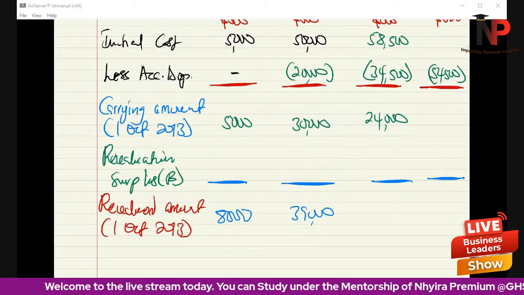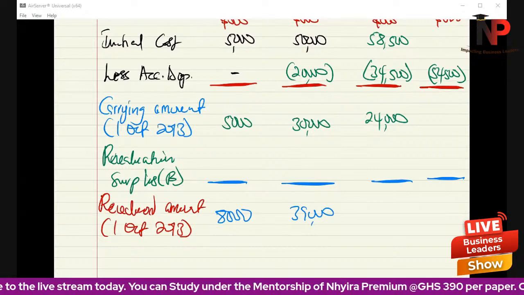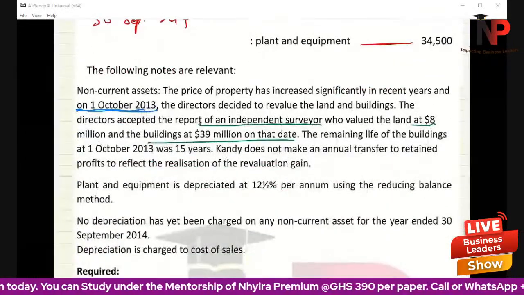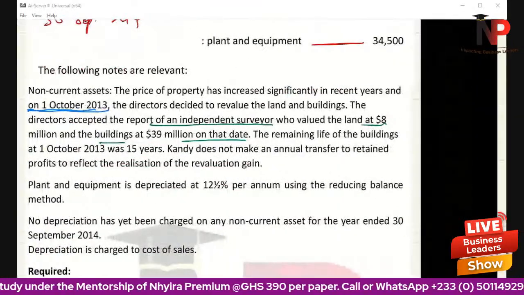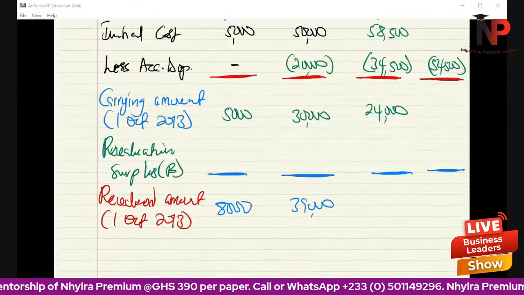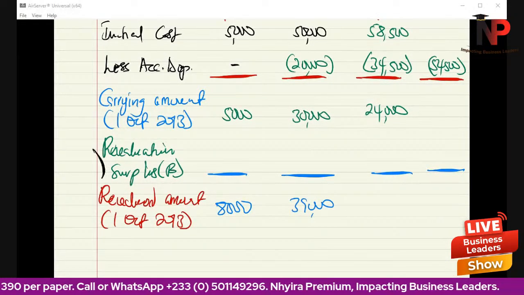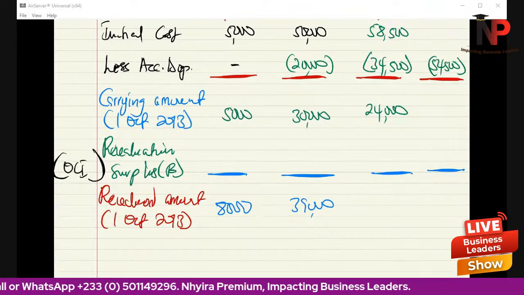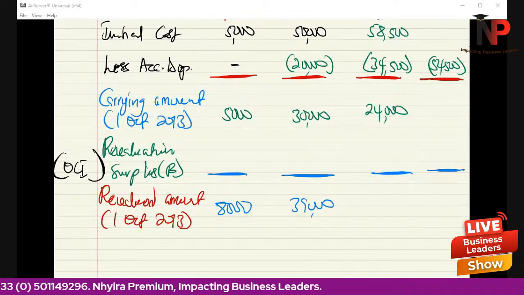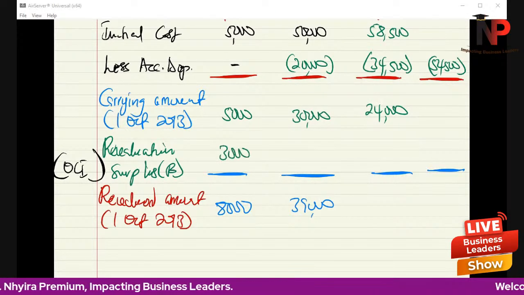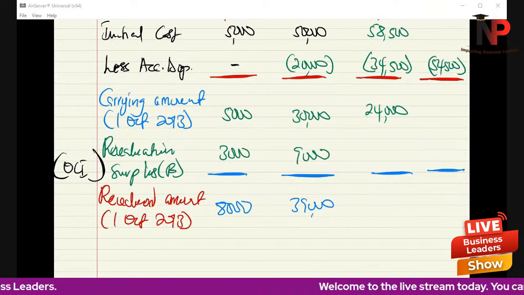And that revaluation surplus, sorry, 38. Is it 38 or 39? Okay, 39 for the building. And so what is going to happen is that the revaluation surplus will go to OCI, that is other comprehensive income. Later on we'll deal with that, don't worry. So there's a revaluation surplus of 3,000 here, revaluation surplus of 9,000 here. Then we proceed to read.